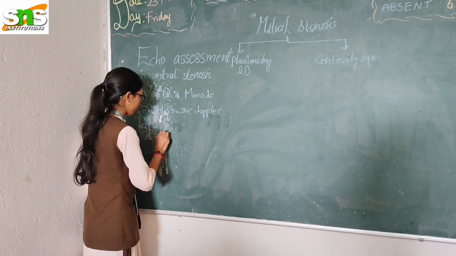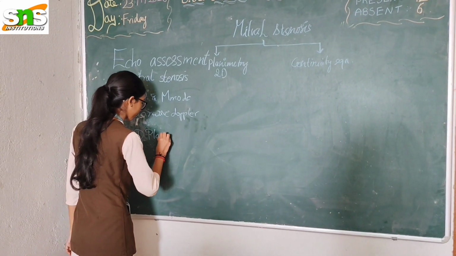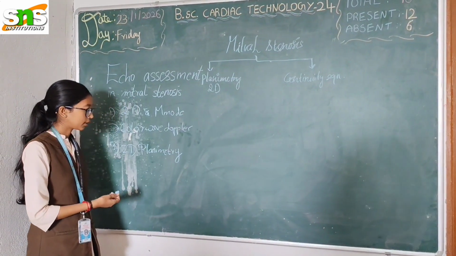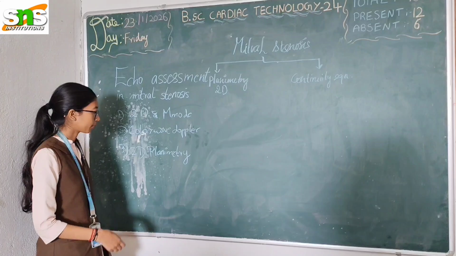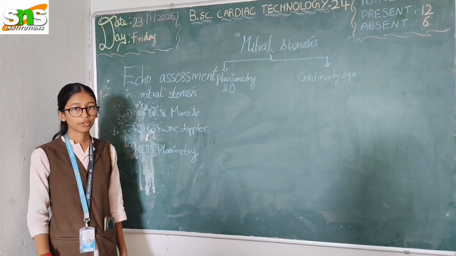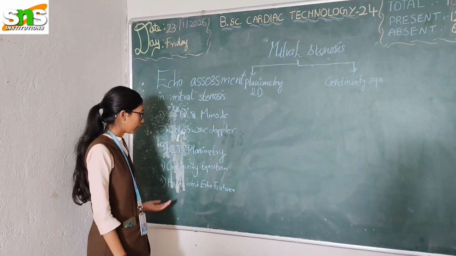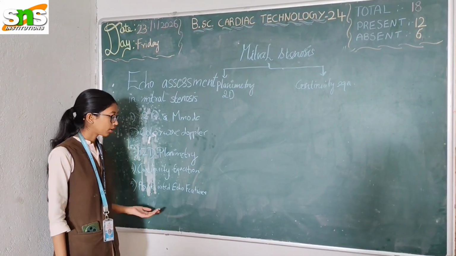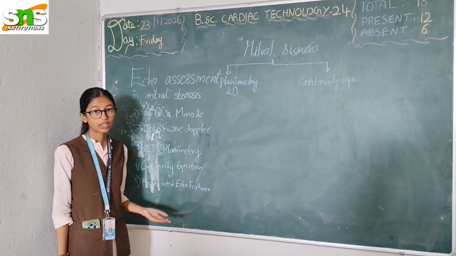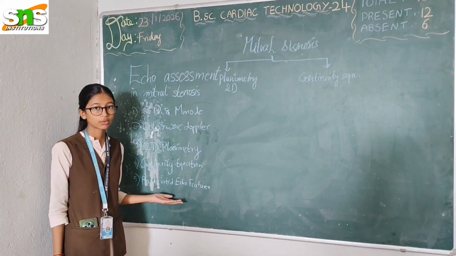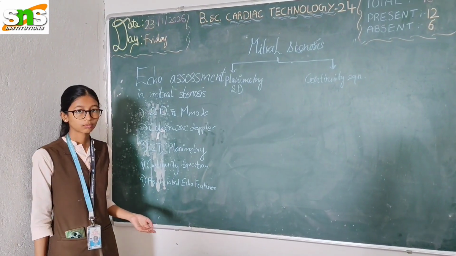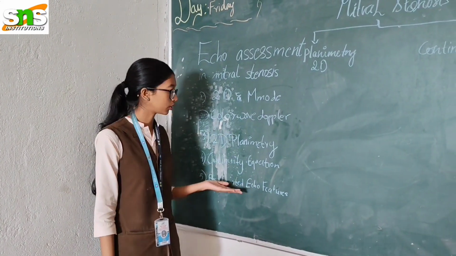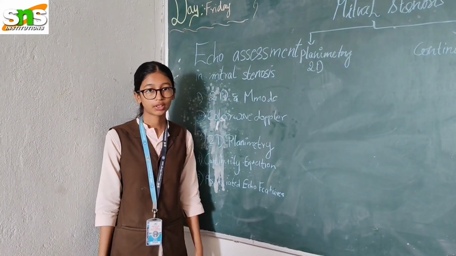Next is 2D planimetry. Here we can directly trace the mitral valve orifice area, which gives a more accurate anatomy of the mitral valve. Next is continuity equation. After that, we have associated echo features. Here we can see left atrial enlargement and spontaneous echo contrast, or thrombus. Overall, we have 5 assessments for echo in mitral stenosis. Now, continuity equation will be explained further.